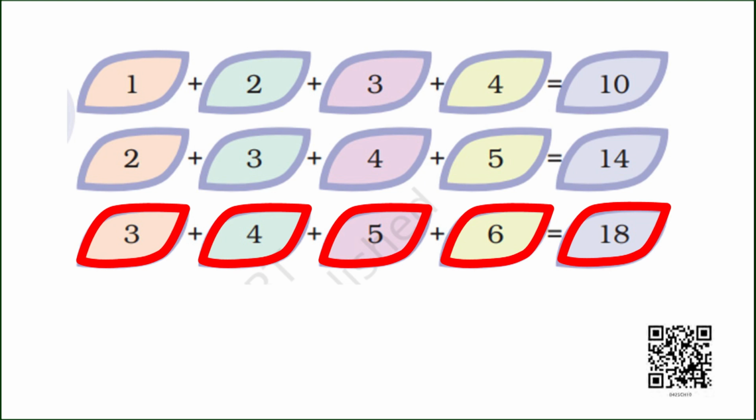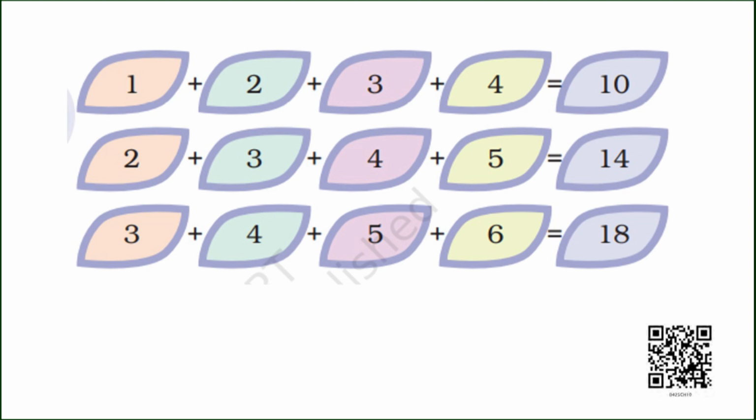Just like the previous pattern, this is also increasing by 1, right? It is 1, 2, 3 in the last end and it is 2, 3, 4 in the coming one, then 3, 4, 5, then 4, 5, 6, right? Now see the sum. The sum is 10, 14, 18. Are they increasing by 1? No. Are they increasing by 3 just like the previous one? No. They are increasing by 4. How many numbers we have added? 4 numbers we have added. And the sum is increasing by 4.